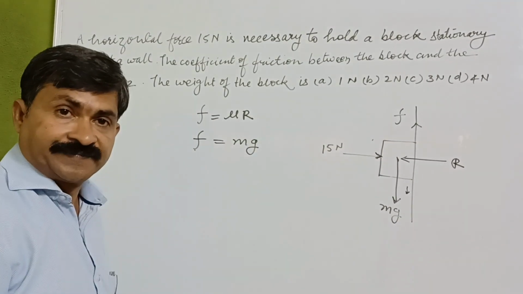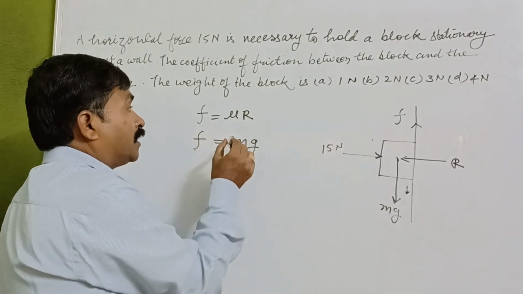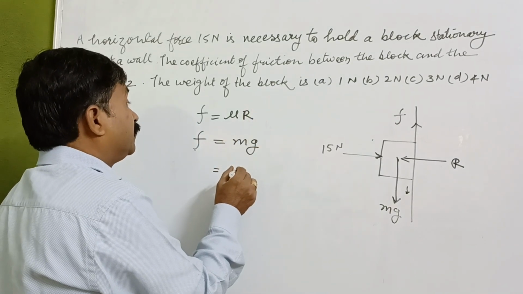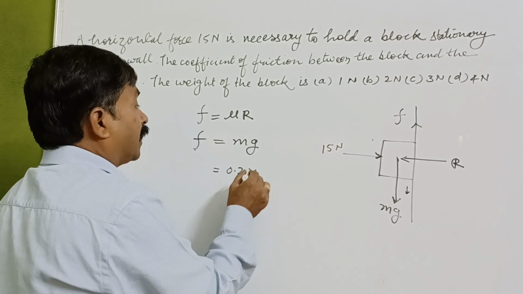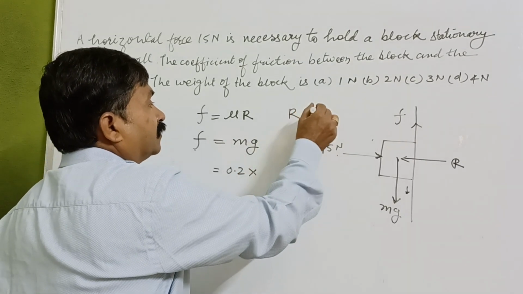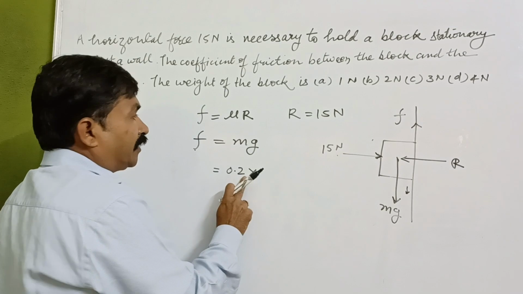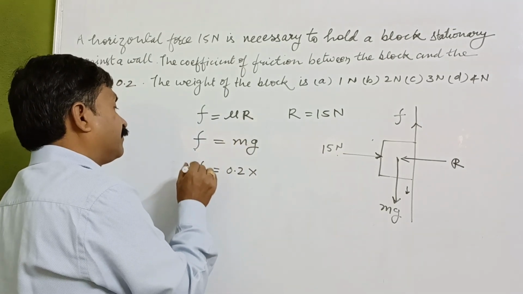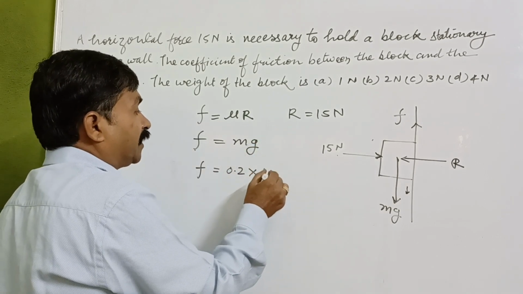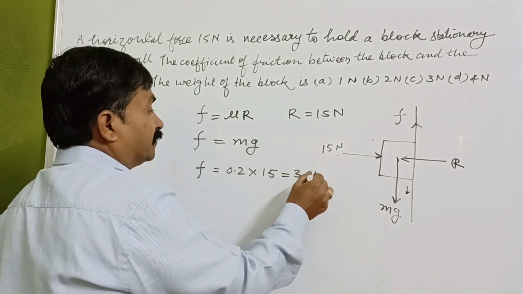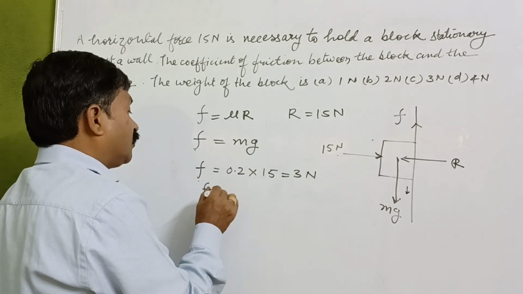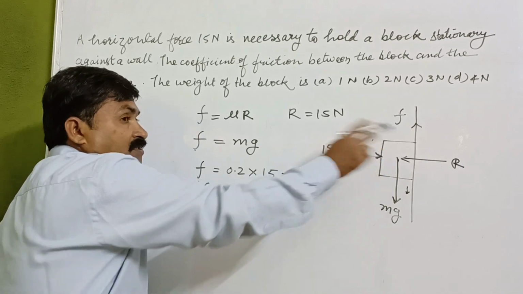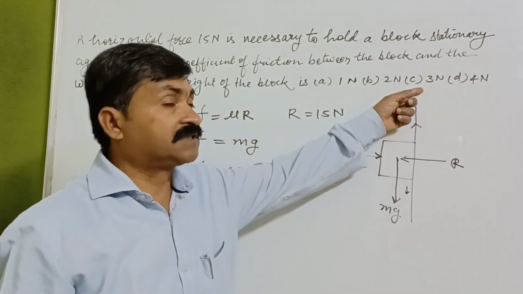So, F is equal to mg. Now, μR: μ is 0.2 and R is 15 Newton. If you substitute here, we will get F, that is 0.2 into 15, which is 3 Newton. And this F is equal to mg, so mg is equal to 3 Newton. The weight of this block is 3 Newton. 3 is the correct answer.